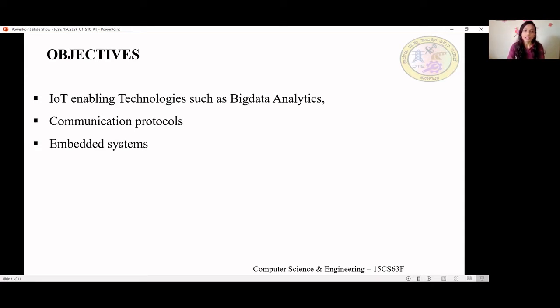Then the last one is embedded system. Any idea what embedded system means? Earlier, when IoT was not there, there was something called embedded system. The E&C people are still doing this, wherein hardware will be more and the software part will be less.